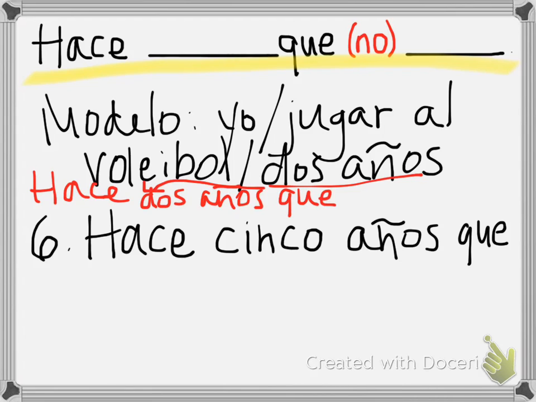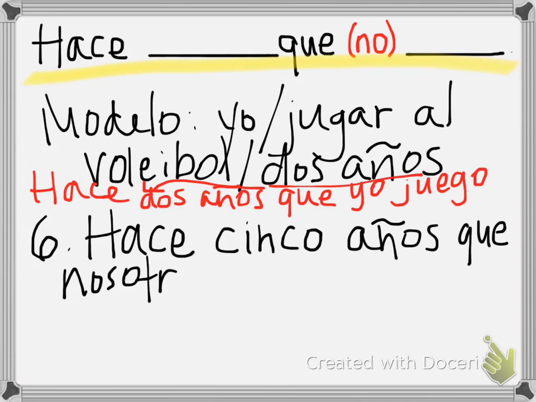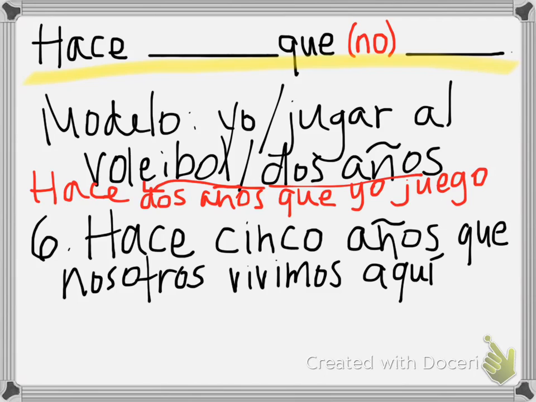And then remember on the modelo, the example that you have here, you're taking the subject and the verb, so yo, and then don't forget you need to conjugate the verb, so like in the example, juego. So your subject for número 6 is nosotros. And then remember vivir, so we need to conjugate that, vivimos aquí. Okay, which would be a perfect sentence. So we have hace 5 años que nosotros vivimos aquí, or we have been living here for 5 years.